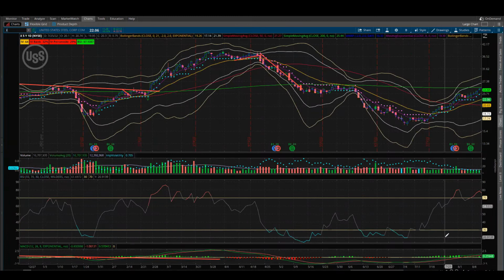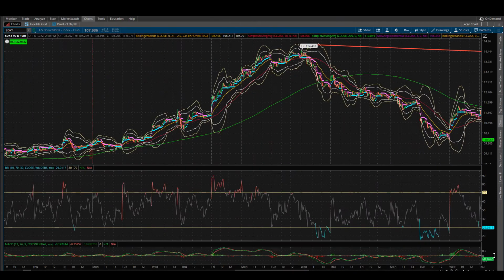Now there's one other way to use the RSI indicator, a method where you can actually use it to predict when a stock is going to reverse. To show you that, let's go over to a different chart. Let's bring up the US dollar, ticker DXY. All right, so here we're looking at a 10-minute chart of DXY.